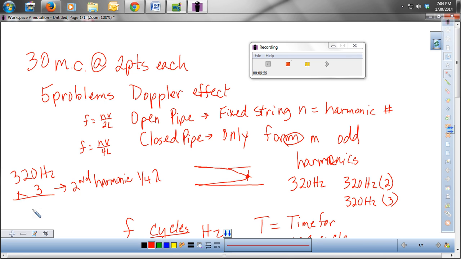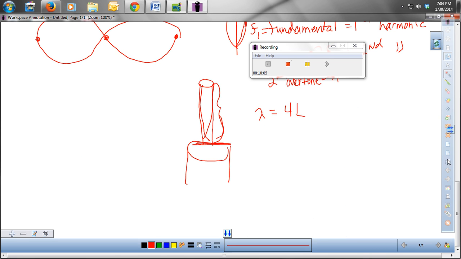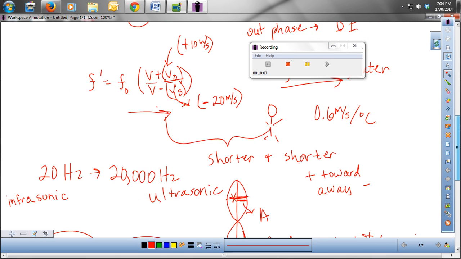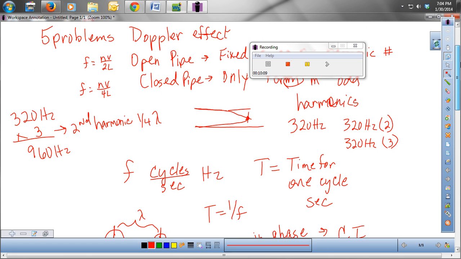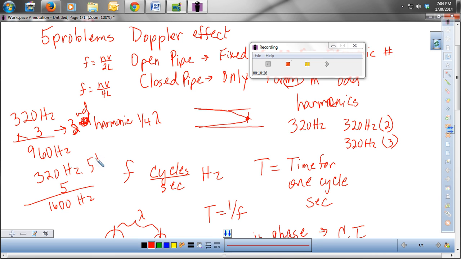So the second harmonic in this case would be 960 hertz. I'm sorry, I should not have called that the second harmonic. That was actually the third harmonic because it's closed. We only get the odds, so this should be the third. My bad. And then if I wanted the next one, it would be the fifth because I'm only going to get the odds. So that would vibrate at 1600 hertz. That is the fifth harmonic.